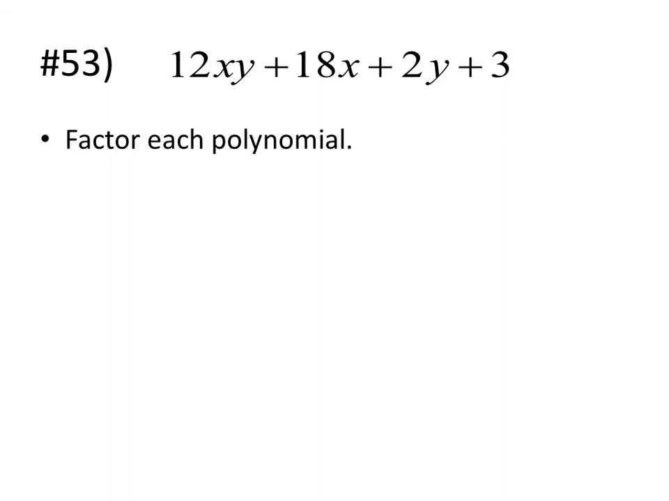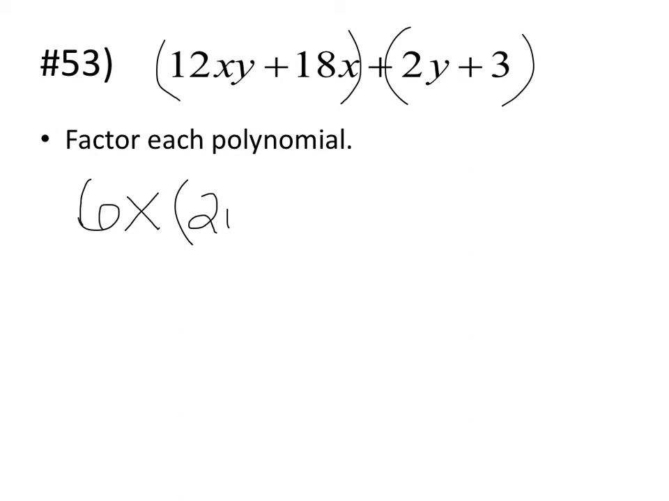Okay, my third term here is plus, so I don't have to worry about factoring out a negative. So I've got 12xy plus 18x, so I'm going to factor out a 6x, because 12 and 18 have 6 in common, and they both have an x. So that's going to leave me 2y plus 3.